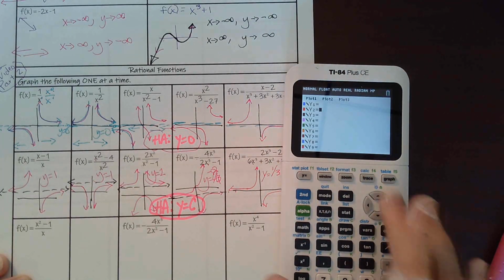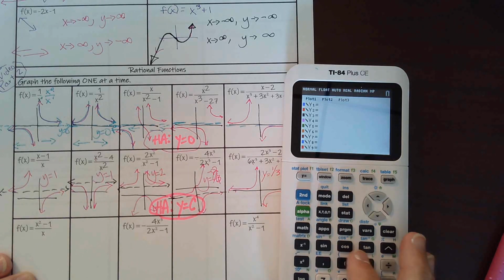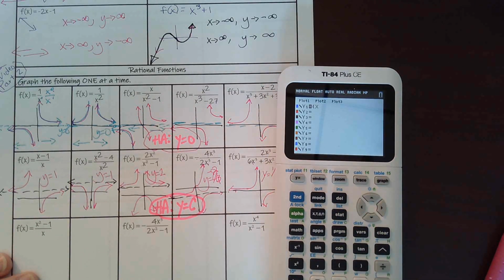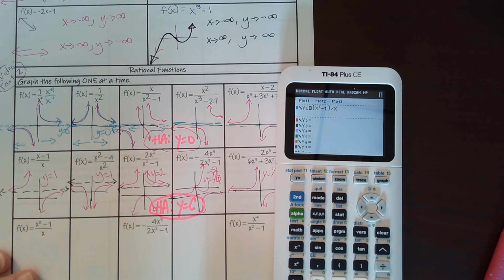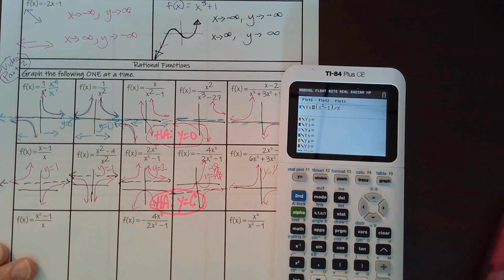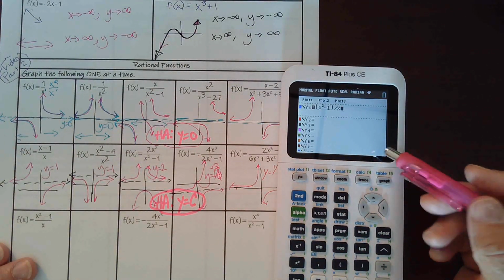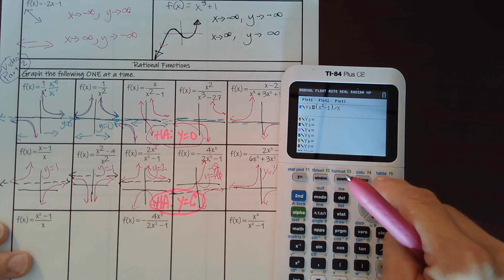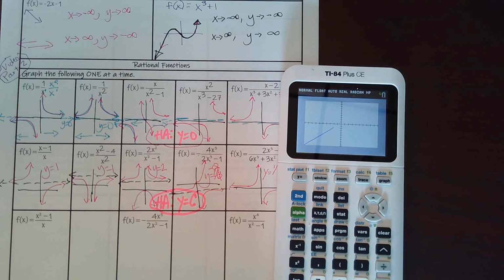I'm going to clear this out, clear out my y equals. I'm going to type in my numerator in parentheses, x squared minus 1. I will close my parentheses. I will divide by x. Now, as we press graph, what do you notice about the equation and the degrees? And now take a look at this graph that we have.